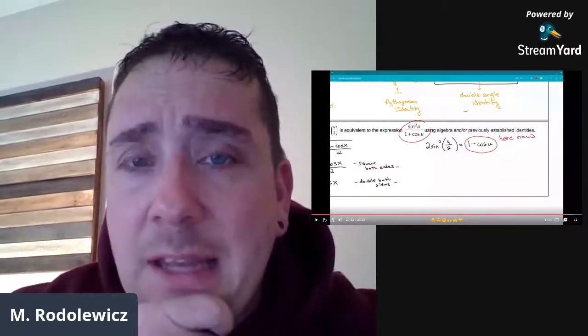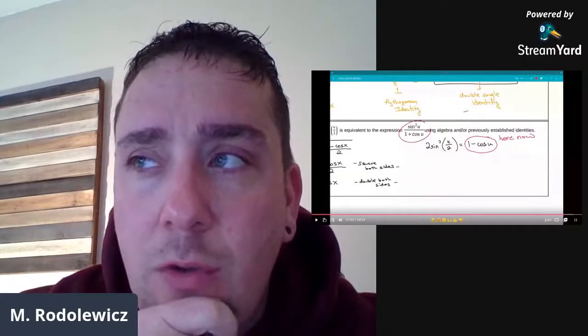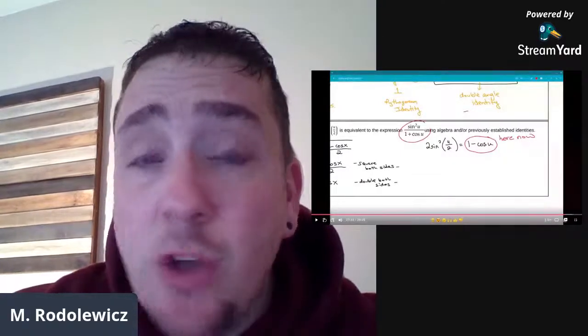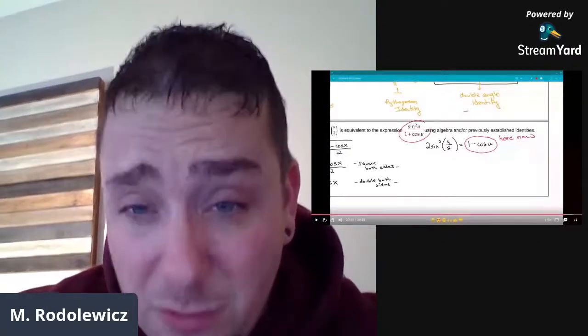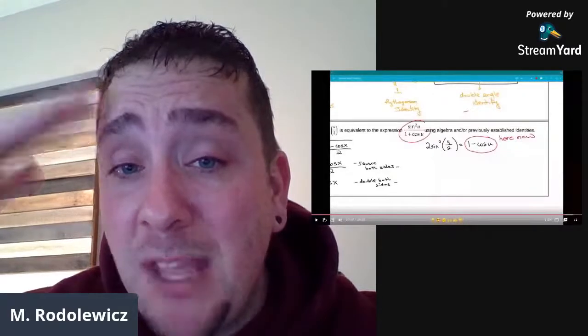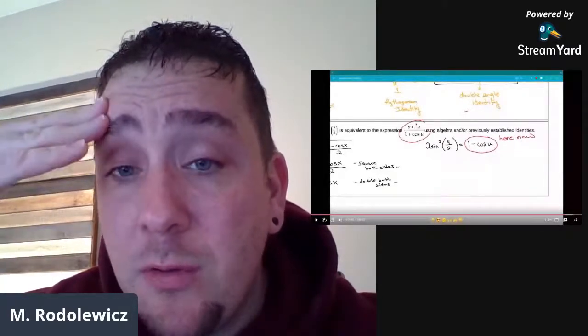And now I've got to look at the end game. I need to make this look like sine squared u divided by 1 plus cosine u. I need to show what I have circled in red there, 1 minus cosine u. I have to come up with algebra and strategies to make it look like sine squared over 1 plus cosine u. How am I going to do that?